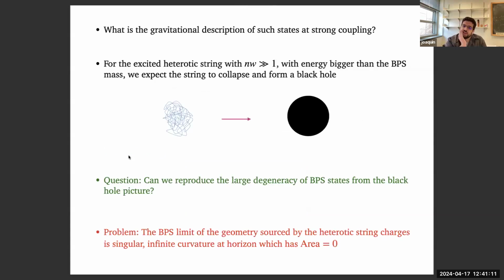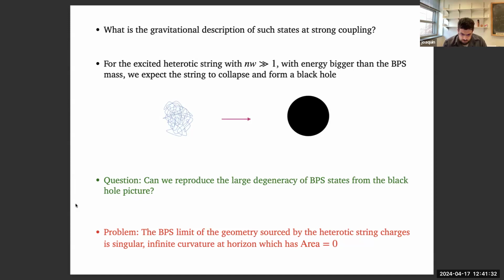So what we want to understand is what is the gravitational description of such states at strong coupling. For the excited heterotic string with large charges, when the energy is bigger than the VPS mass, we expect the string, when we turn on the coupling, to collapse and form a black hole. So the question is, can we reproduce this large degeneracy of VPS states from the black hole picture?